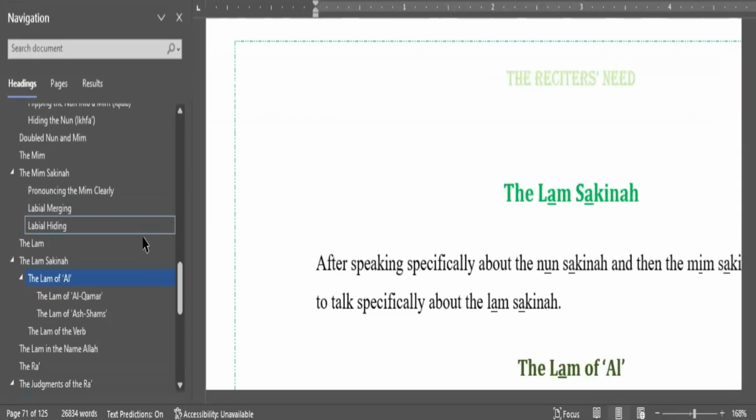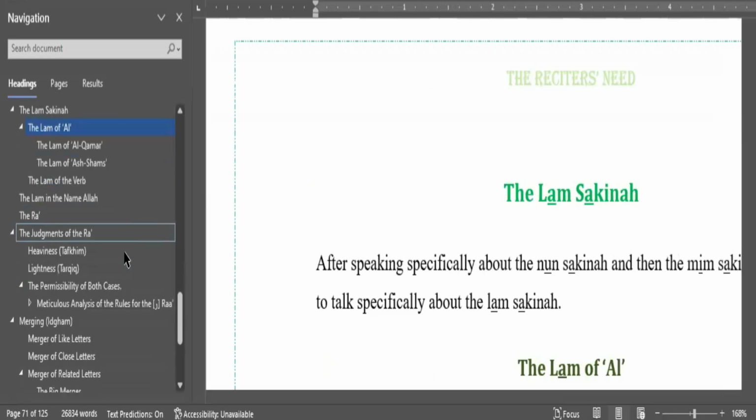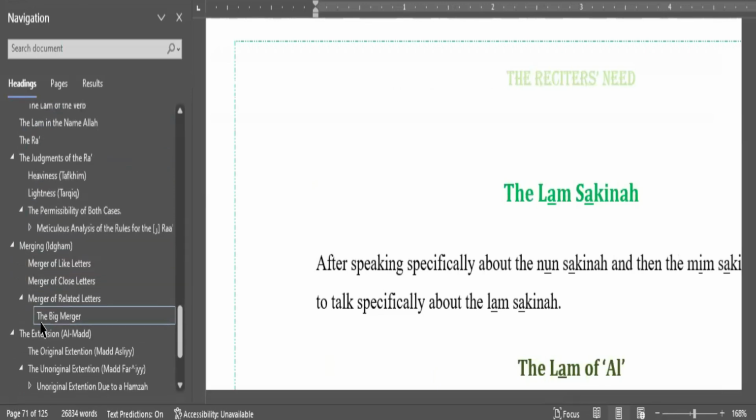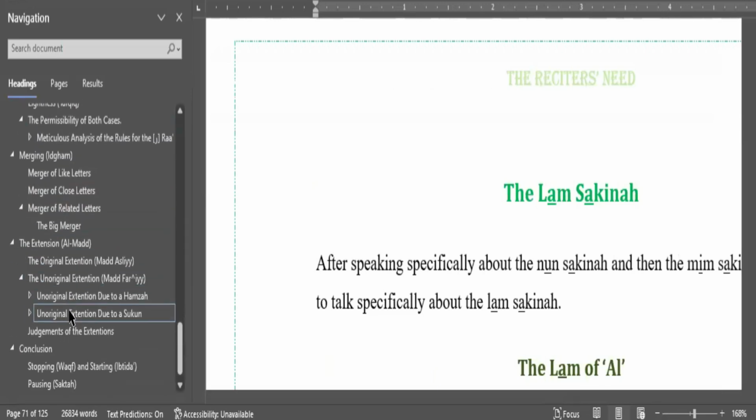Let's see the navigation plane here. Chapter of Ra, then merging, Idgham, then Med, and then the conclusion. All right. Inshallah.